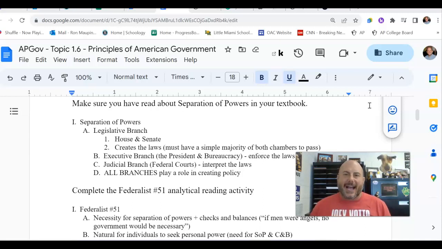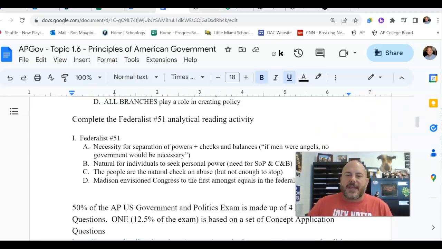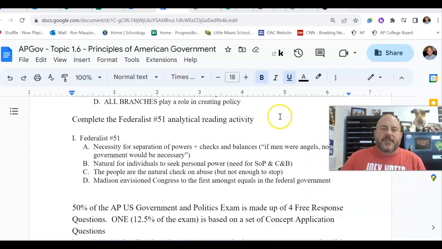It's not by accident. It was done with reason. It was done with logic. And a lot of that is embodied in one of the Federalist Papers, and that is Federalist number 51. And this is one of the ones that you do need to know for this AP test, Federalist 51.